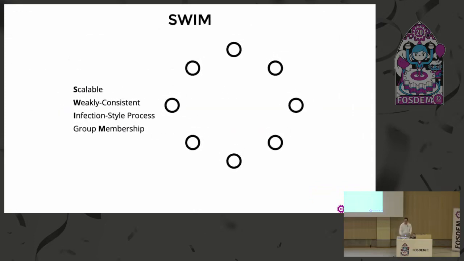What is SWIM? It's a scalable, weakly consistent, infection-style process group membership protocol. Each part of this name means some important part of SWIM. Scalable means exactly what it says. The protocol is very good at scalability. In constant time, we get failure detections. In logarithmic time, their full dissemination. We have constant network load per node and linear network load per the whole cluster.